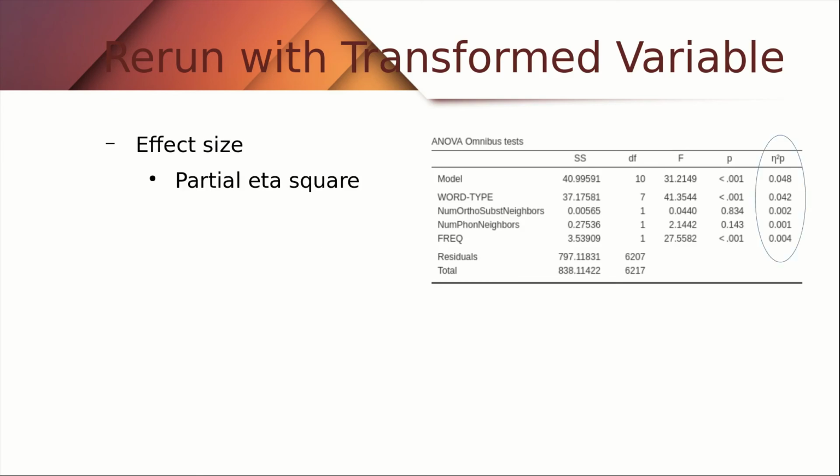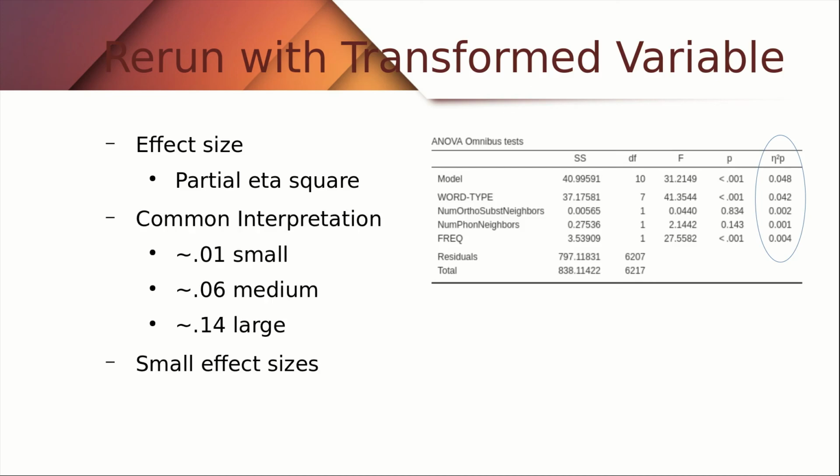One important thing is to always include an effect size, and partial eta squared is an effect size. We can interpret it to be numbers around 0.01 have a small effect, around 0.06 have a medium effect, and values around 0.14 have a large effect. So all of the variables in this analysis have very small effect sizes.